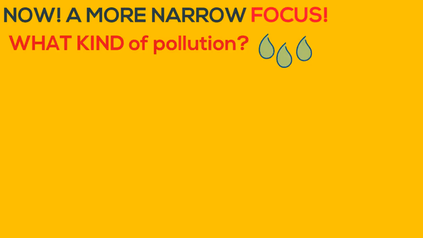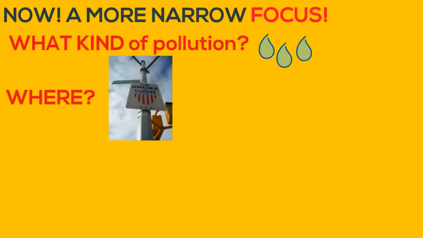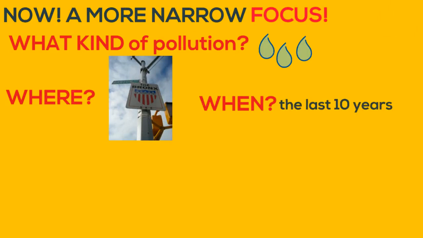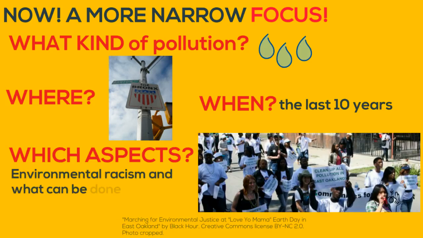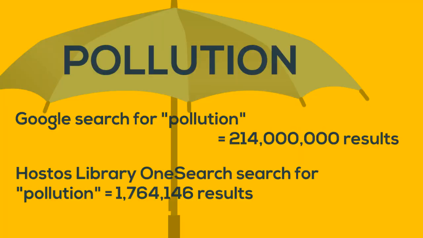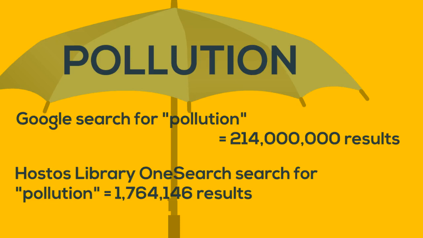So I've narrowed my focus by asking questions. What kind of pollution? Water. Where? Here in the Bronx. When? The last 10 years or so. And which aspects? Environmental racism and what can be done to fight it. Now, instead of that overly broad topic, pollution, which would have made it very frustrating and difficult to start my research, I have something better.